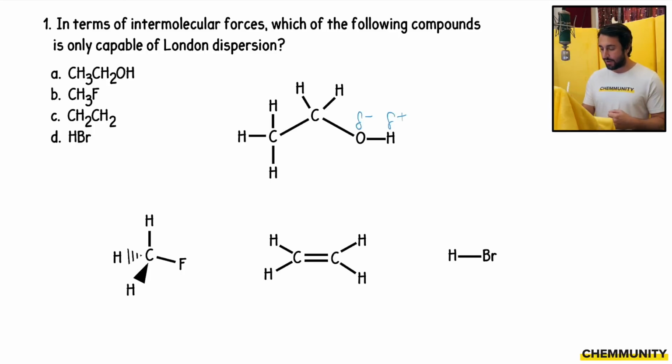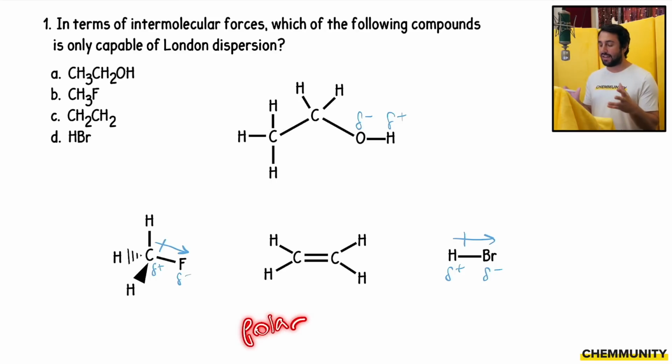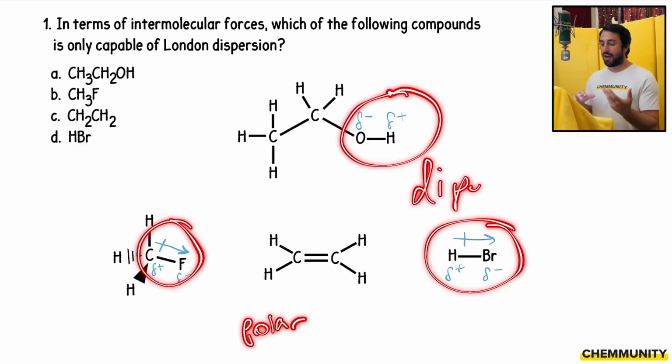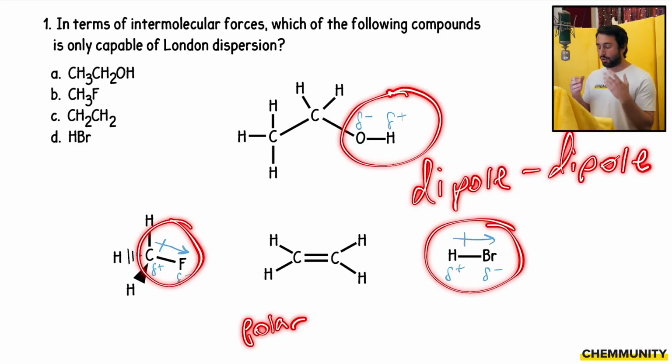And then over here, we have a polar CF bond, right? This is also polarized towards the fluorine. The carbon is going to be partially positive. The fluorine is partially negative. The same thing with HBr. We've got a partially positive H, and we've got a partially minus bromine. And so those are examples of polar bonds that are going to be able to make electrostatic interactions with other polar bonds that will be dipole-dipole interactions or hydrogen bonds that are stronger interactions than London dispersion.